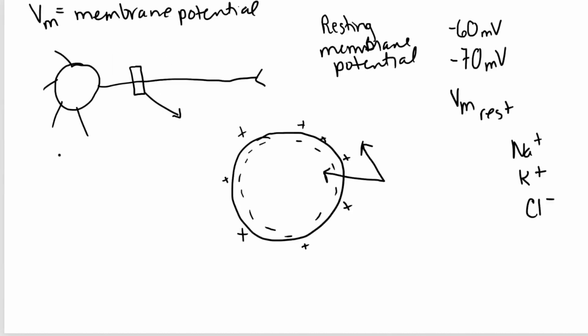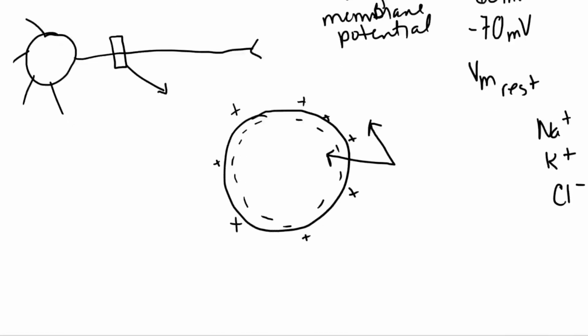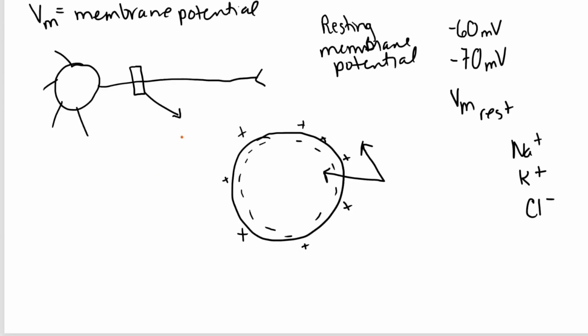All right, let's go back up here. Okay, so we have this difference in electrical charge on the inside from the outside of the cell, and we also have difference in concentration of these major player ions. So let's start with sodium. It turns out that we have a lot of sodium outside the cell and not a lot of sodium inside the cell. The opposite is true for potassium. We have a lot of potassium inside the cell and not a lot outside the cell. In chloride, we have a little bit more outside the cell than we have inside the cell.